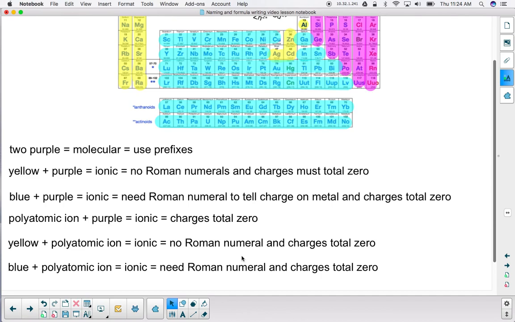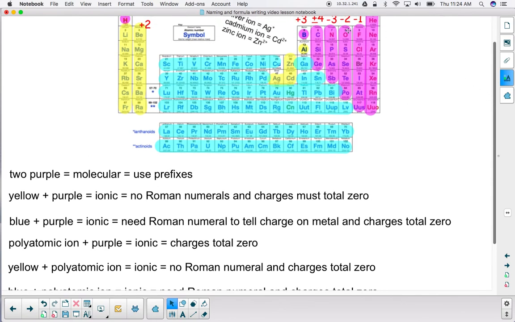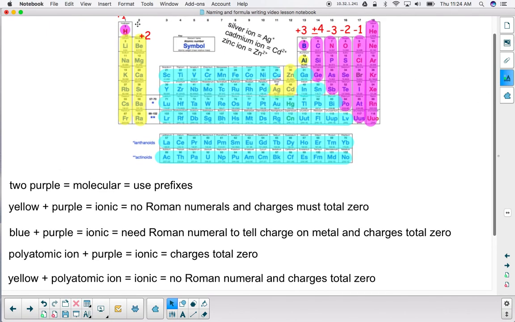As you look at this list of possibilities, you'll notice that there really is only one place that we get to use the prefixes. You get to use the prefixes if both of the elements in the chemical formula happen to be either nonmetals or metalloids, the elements over here in the purple region, or hydrogen. Let's try a couple of examples to see how this works.